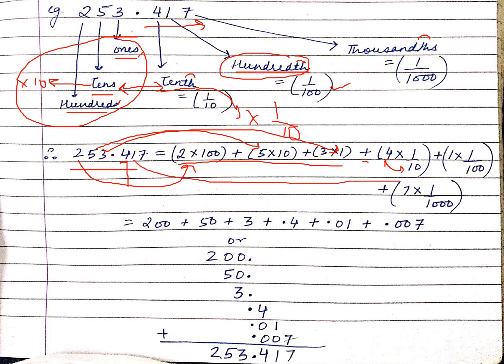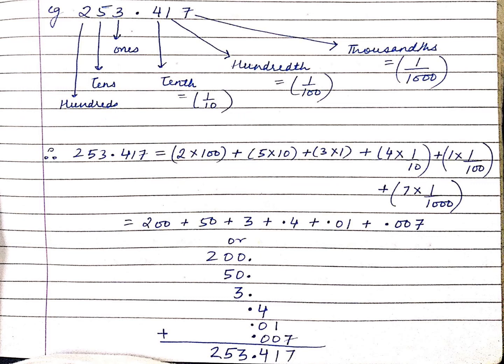So we are doing 1 into hundredth. And hundredth is 1 upon 100. Similarly, the last digit is 7. So we are doing plus 7 into 1 upon thousandth. Got it? Please notice I am using these brackets to show that these are each component of these numbers. After this, what I have done, 2 into 100 is 200, 5 into 10 is 50, 3 into 1 is 3. This part we have seen already.